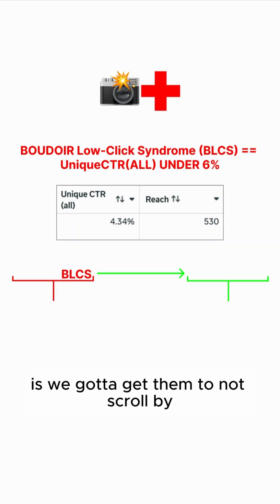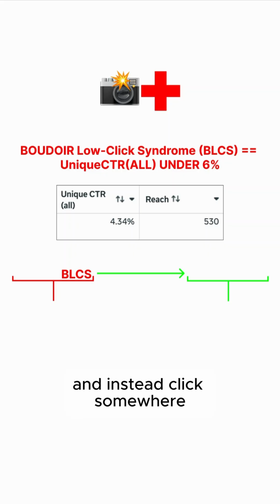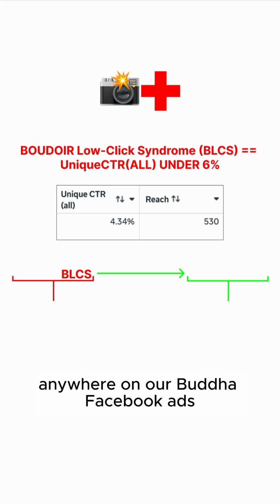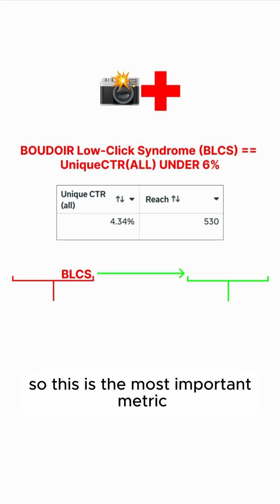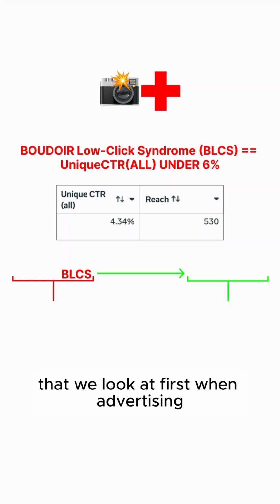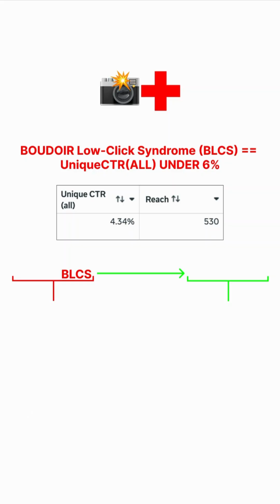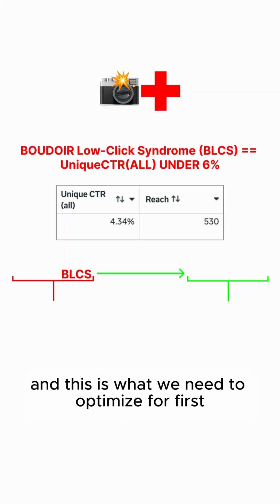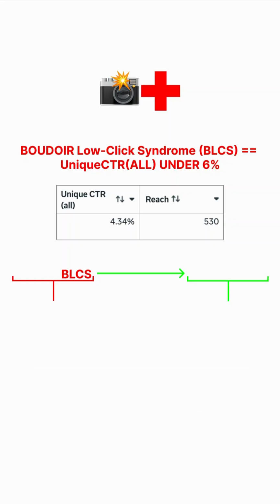So the first thing though is we gotta get them to not scroll by and instead click somewhere, anywhere on our Boudoir Facebook ad. This is the most important metric that we look at first when advertising, and this is what we need to optimize for first. It's kind of the highest leverage activity we can do for all of advertising.